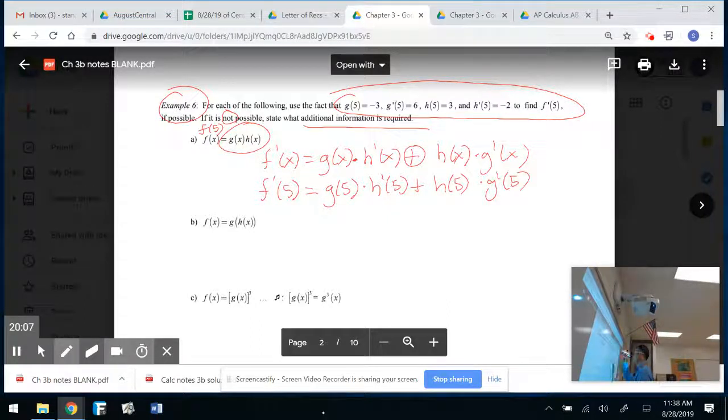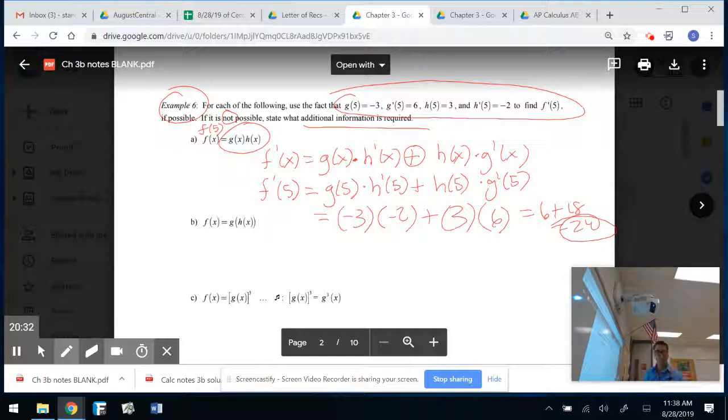Okay, this little additional information thing means I better be careful. Do I have enough info? Let's check it out. g of 5 is -3, h prime of 5 is -2, h of 5 is 3, and g prime of 5 is 6. Oh, enough info for that stuff. What is that? 6 plus 18 equals 24. Okay, not bad, not bad.